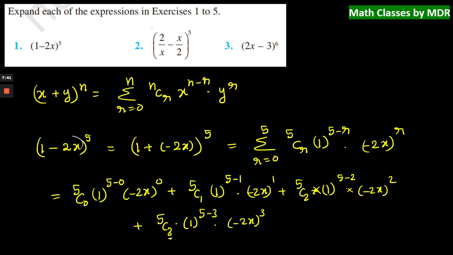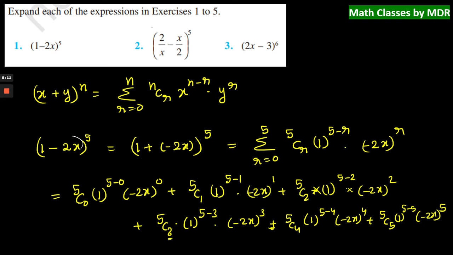Wherever we have r, r is equal to 3, that we write for the y value. The y value is minus 2x here. And plus 5c4 into 1 to the power 5 minus 4 into minus 2x whole to the power 4. Similarly, 5c5 into 1 to the power 5 minus 5 into minus 2x whole to the power 5. This is what we have.